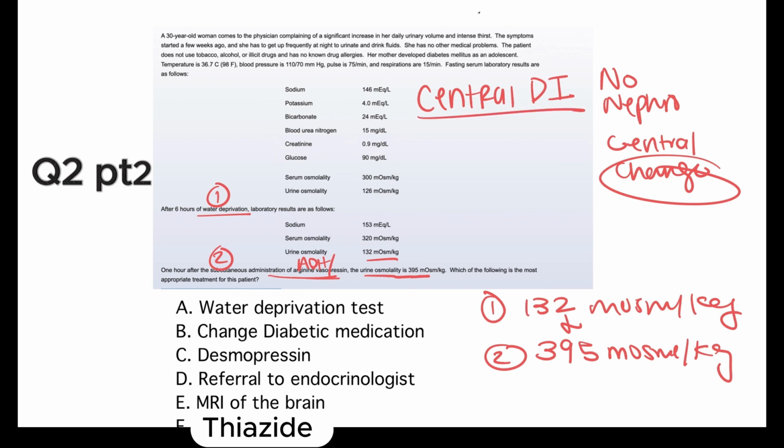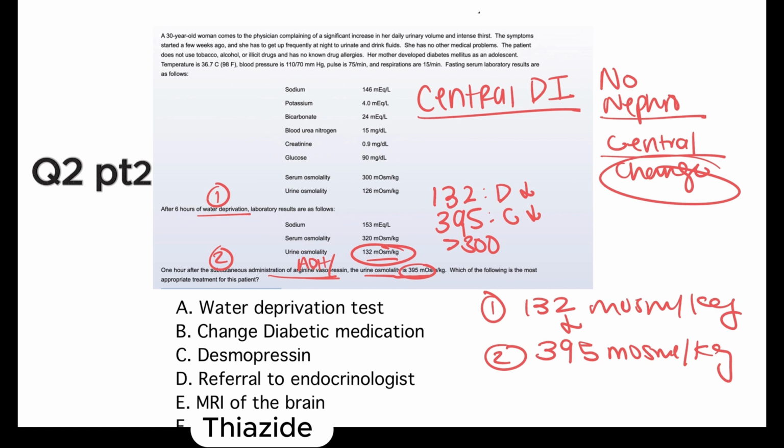For question 2, part 1, we were in between nephrogenic and also central. But now that we have the desmopressin, the ADH, we can now differentiate between the two. Because there was a change between 132 for our initial test and 395, 132, which is dilute, and 395, which is what? Greater than 300. So we know our urine went from dilute to concentrated. That means that this is a central diabetes insipidus.